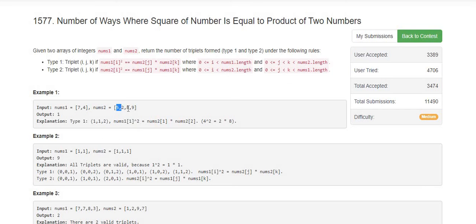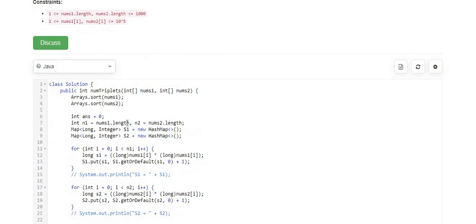Now if we take a pair from the nums2 array, like 2 comma 8, that is 2 into 8, 16. So I can have one triplet: the element from nums1, that is 4 squared, that is 16, and the pair from nums2, that is 2 comma 8, whose product gives me 16, which is equal to 16. That's why the output is 1 over here. The same formula we have to apply over here. So let's take a look at the code now.